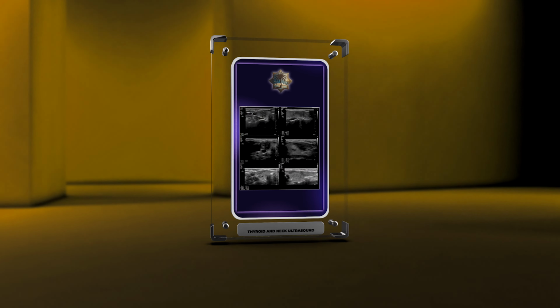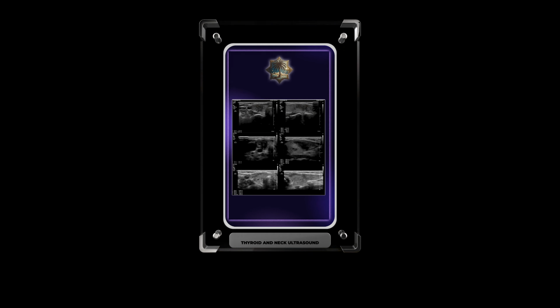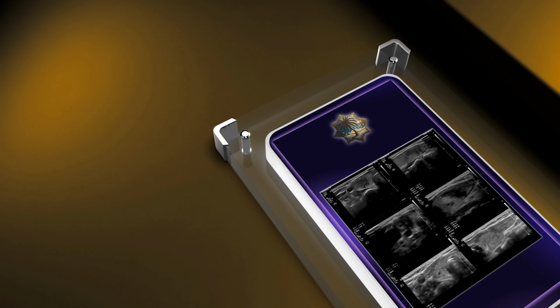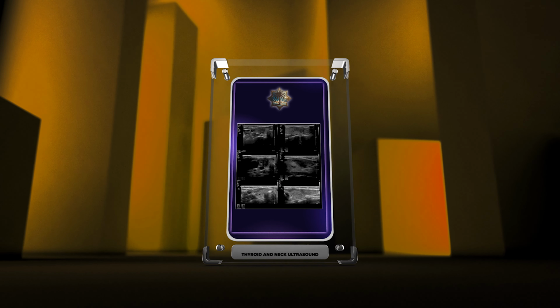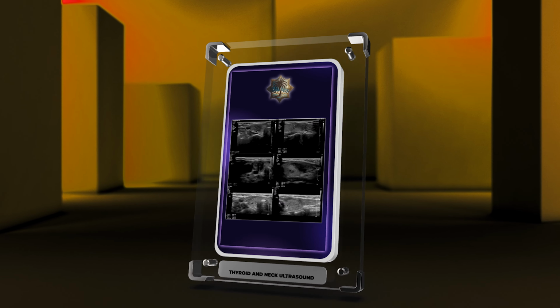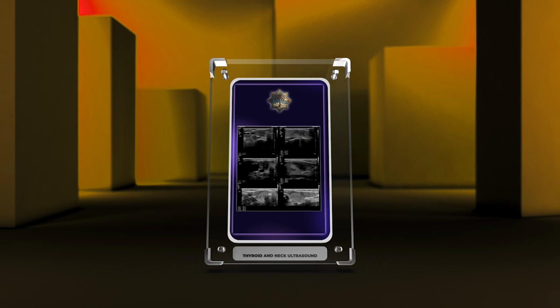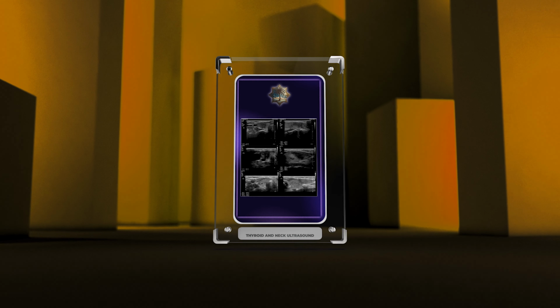Welcome, students, to today's lecture on thyroid and neck ultrasound. In this session, we will explore the anatomy, indications, techniques, interpretation, and various pathologies associated with this imaging modality. Let's begin by understanding the anatomy of the thyroid gland and the surrounding neck structures.